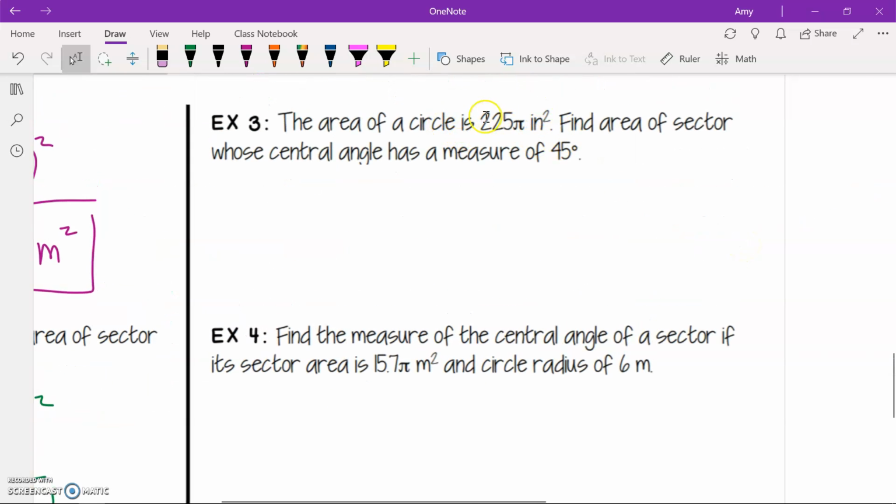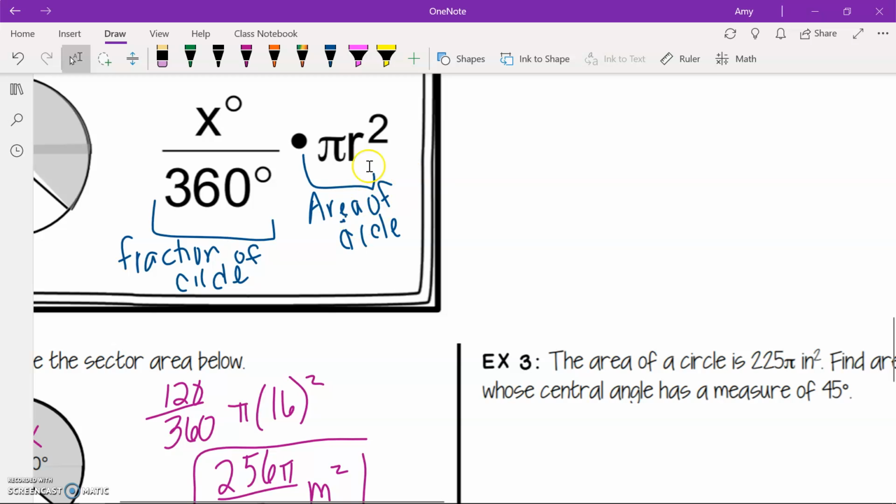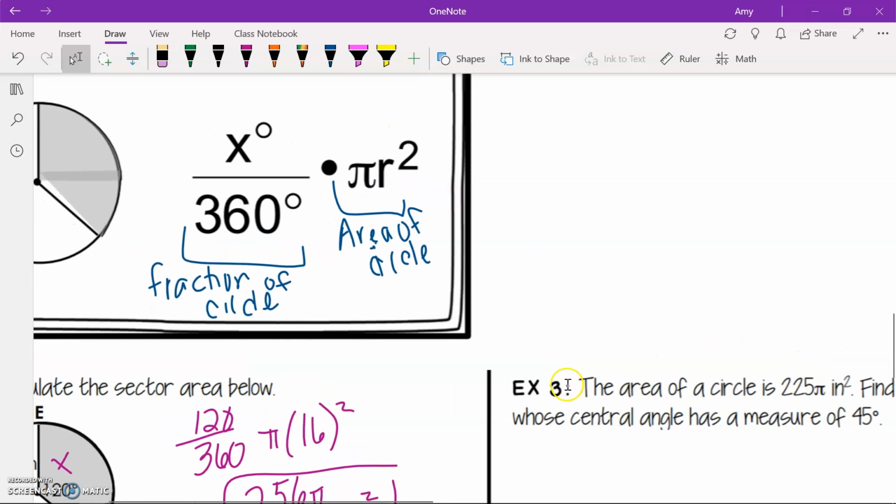So the area of a circle is 225 pi. Find the area of a sector whose central angle has a measure of 45 degrees. So if we look at our formula, they don't exactly give us r. We could go and calculate it from the area. We could say 225 pi equals pi r squared. But we don't actually have to do that, because we could just substitute into our formula the 225 pi instead of putting in the pi r squared.